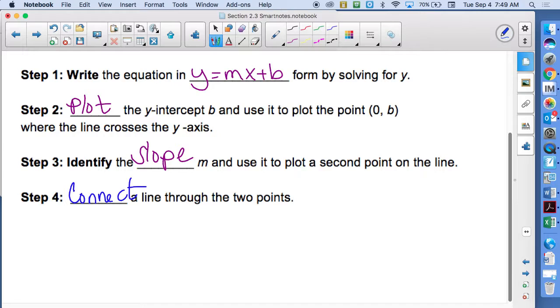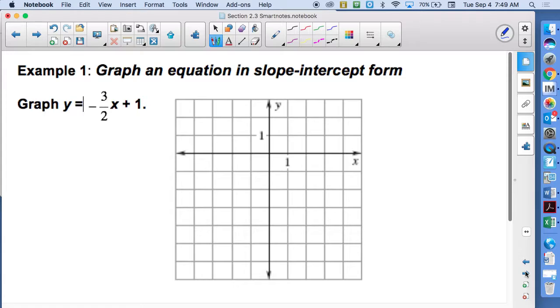And if you flip the page, there's a simple little example. So graph the equation in slope-intercept form. Y equals mx plus b. The b value is 1. The slope is -3 over 2. So you begin with b, you move with the slope. So you're starting up on the y-axis at +1. And then the slope has a negative in front, it's -3 over 2.